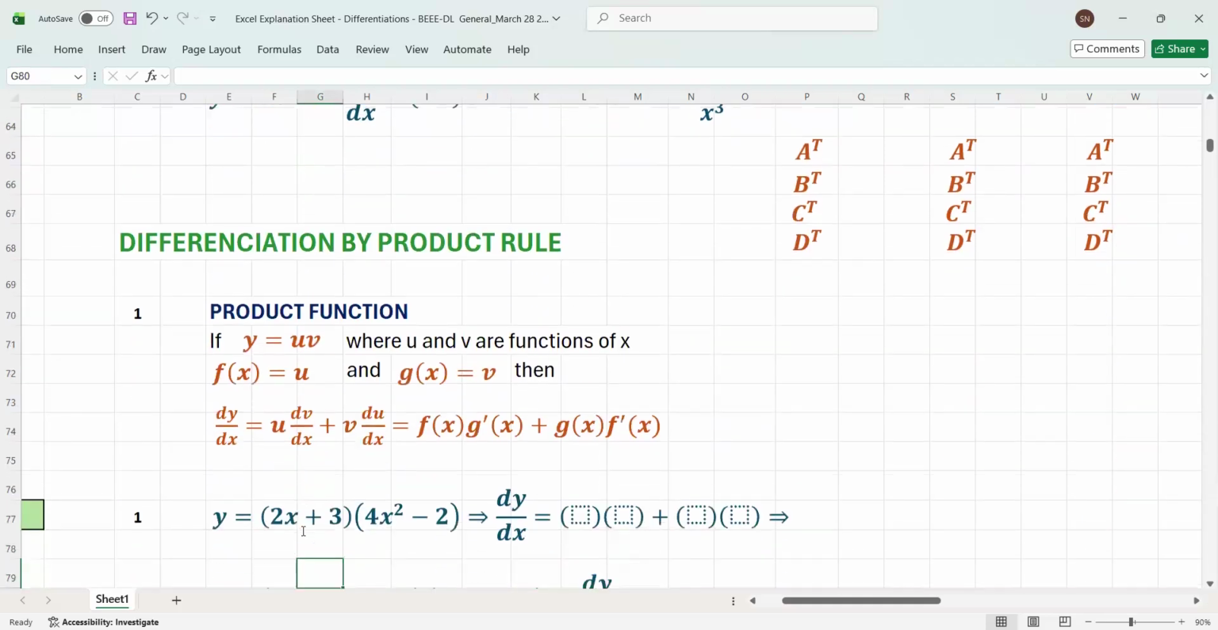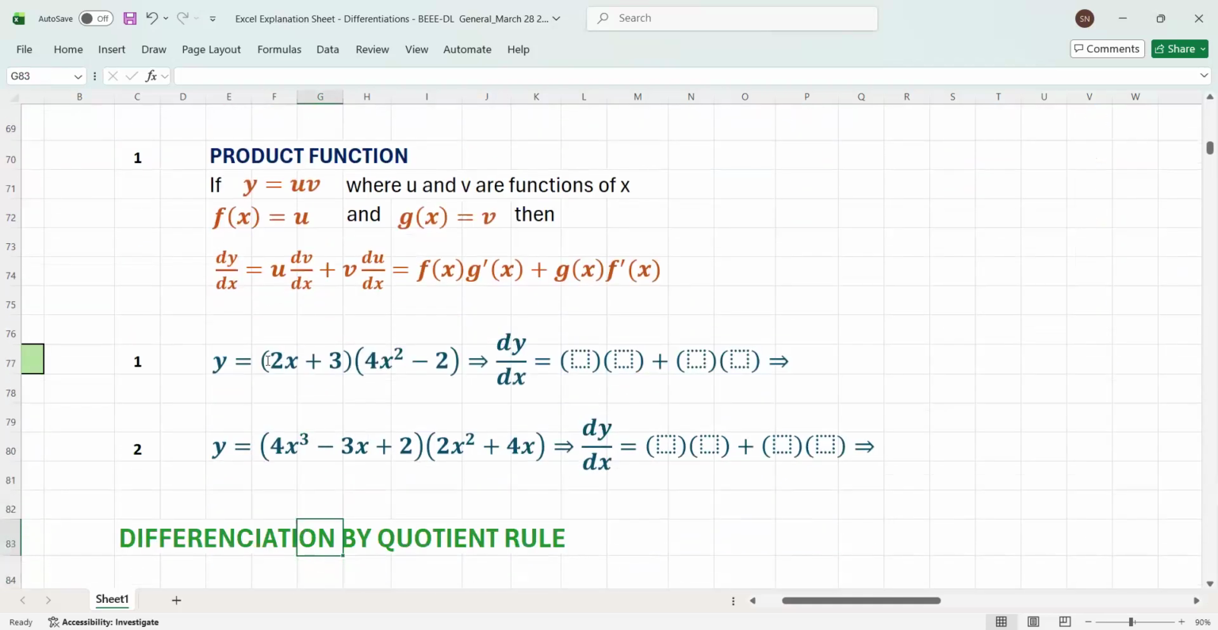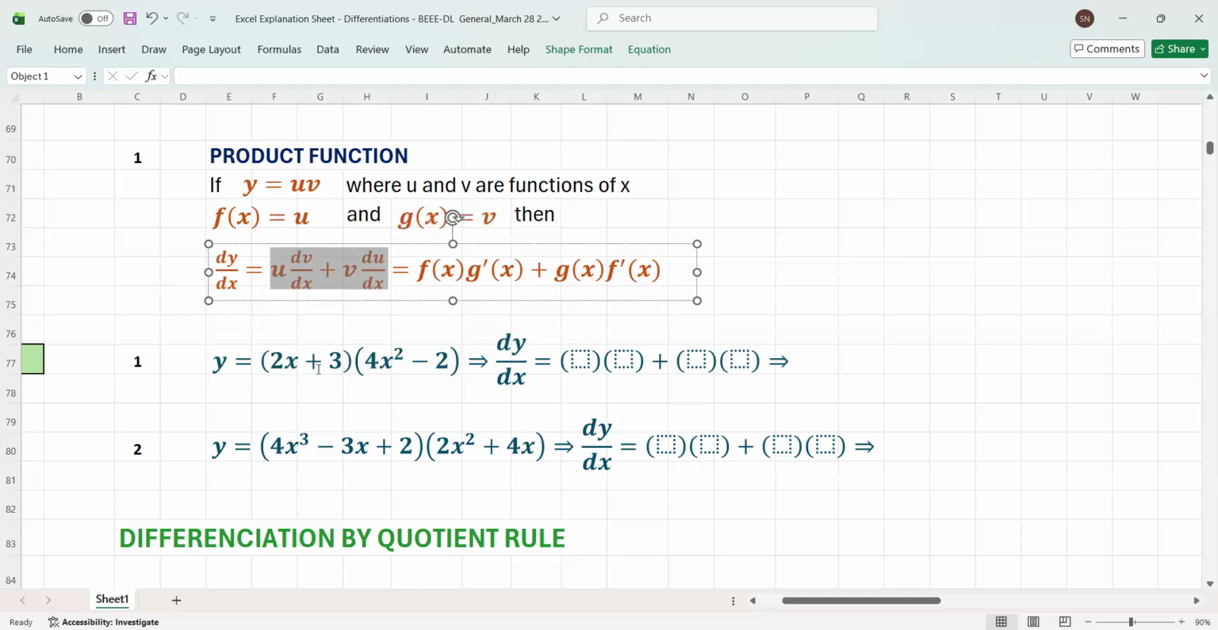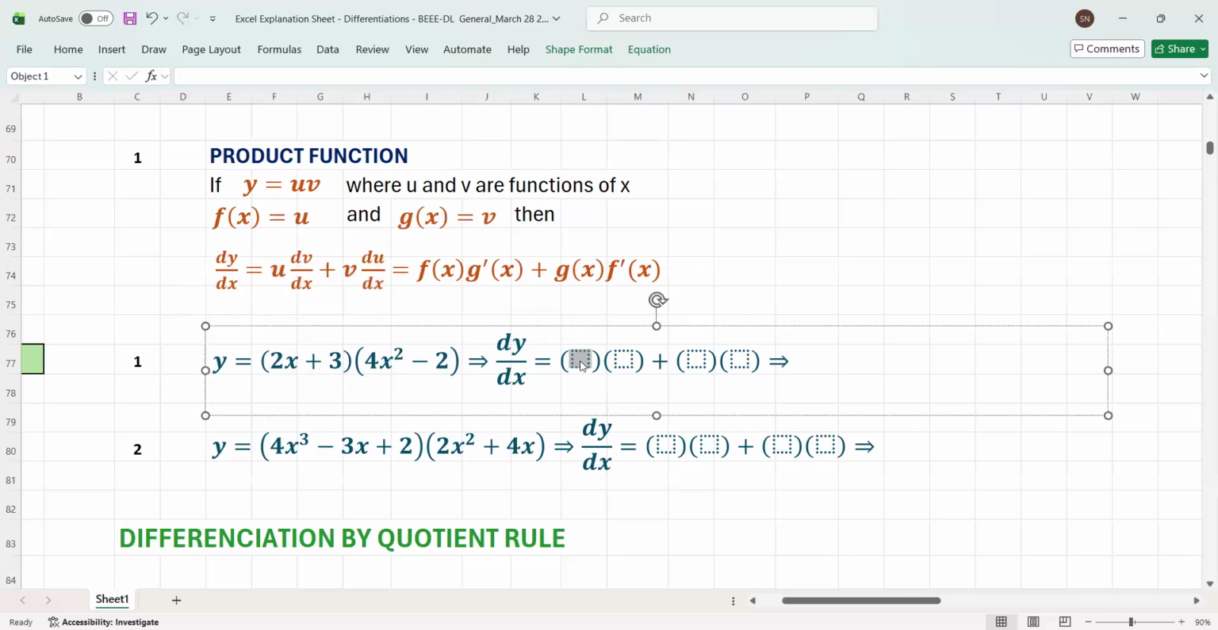But knowing that if two functions are multiplying, and we can see that they've been written in a factored form, then we can use this formula that we have here. So u is 2x plus 3, and then v is 4x squared minus 2. Okay, so I'm going to keep u constant, that is 2x plus 3, and then I differentiate this.